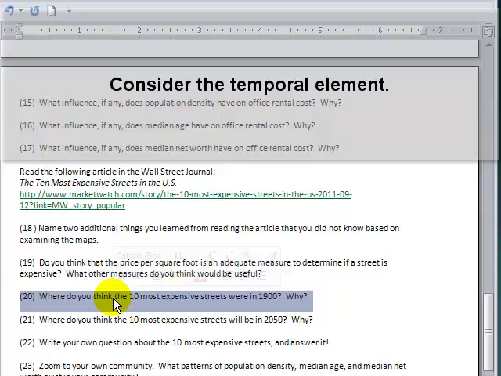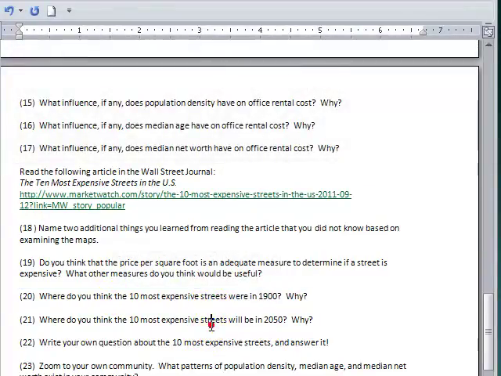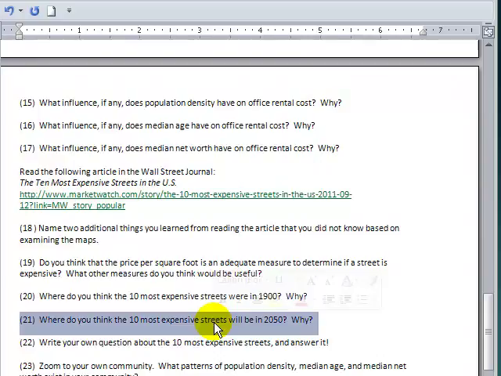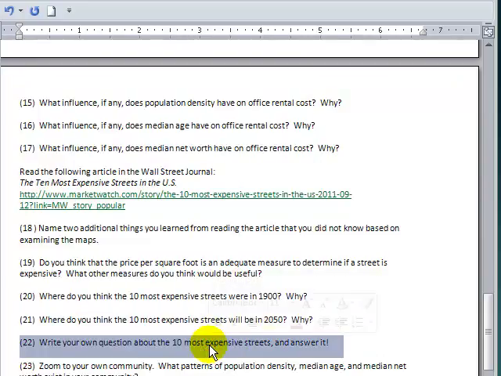Where do you think they were in 1900? New York City? Boston? Washington, D.C.? Why? Where do you think the 10 most expensive streets will be in 2050? Why? Write your own question about the 10 most expensive streets, and then answer your question, or at least grapple with that question.